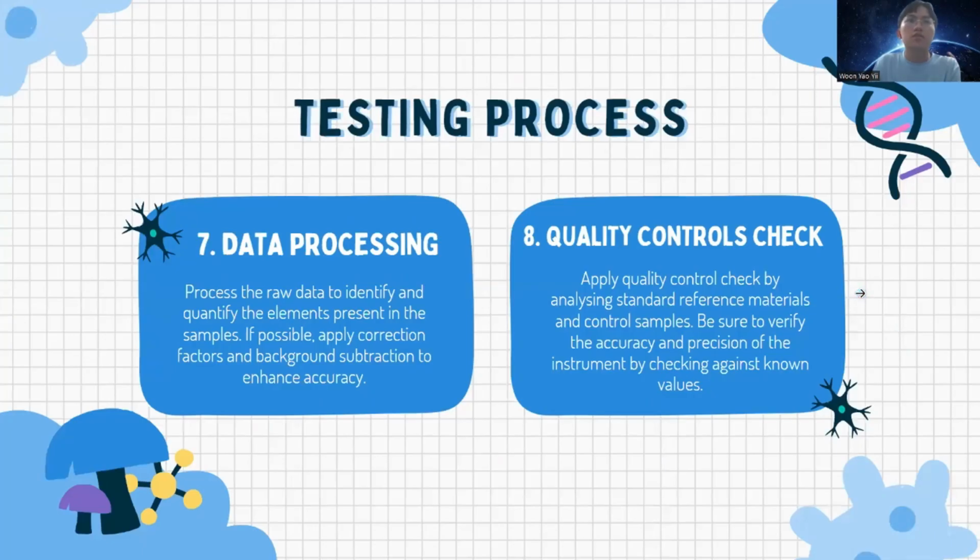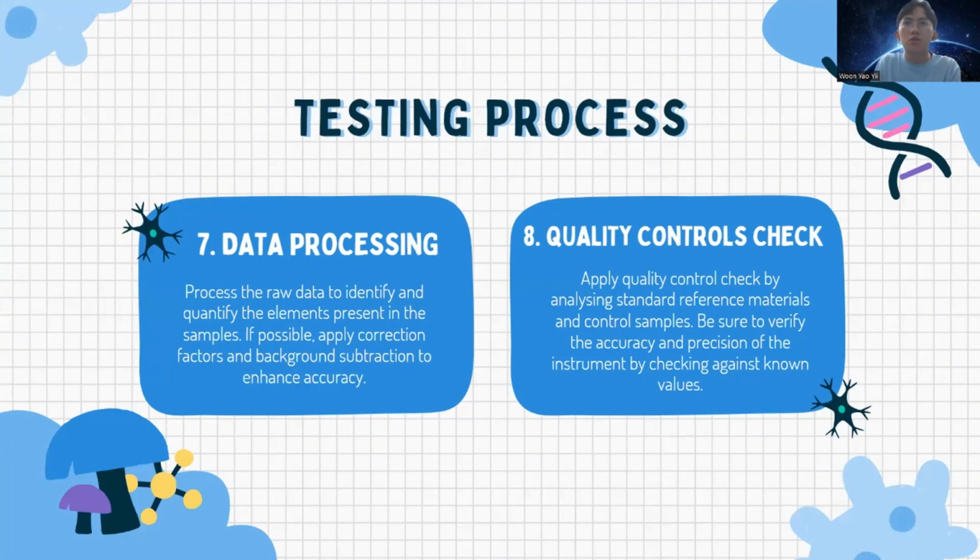The seventh step is the data processing. The raw data is processed to identify and quantify the elements present in the samples. If possible, apply correction factors and background subtraction to enhance accuracy.